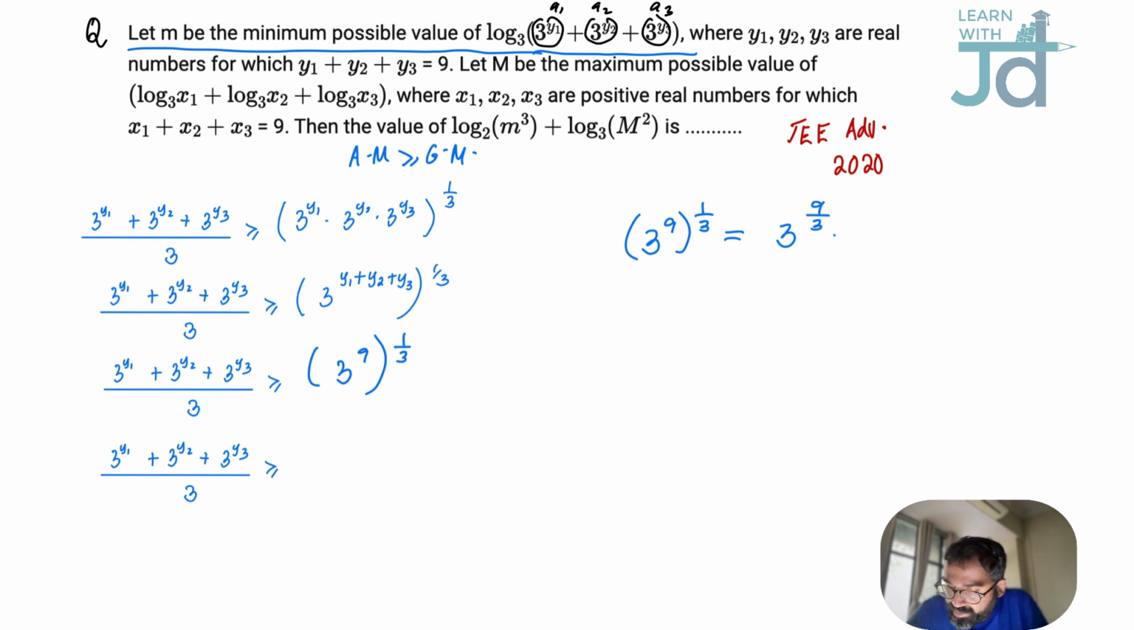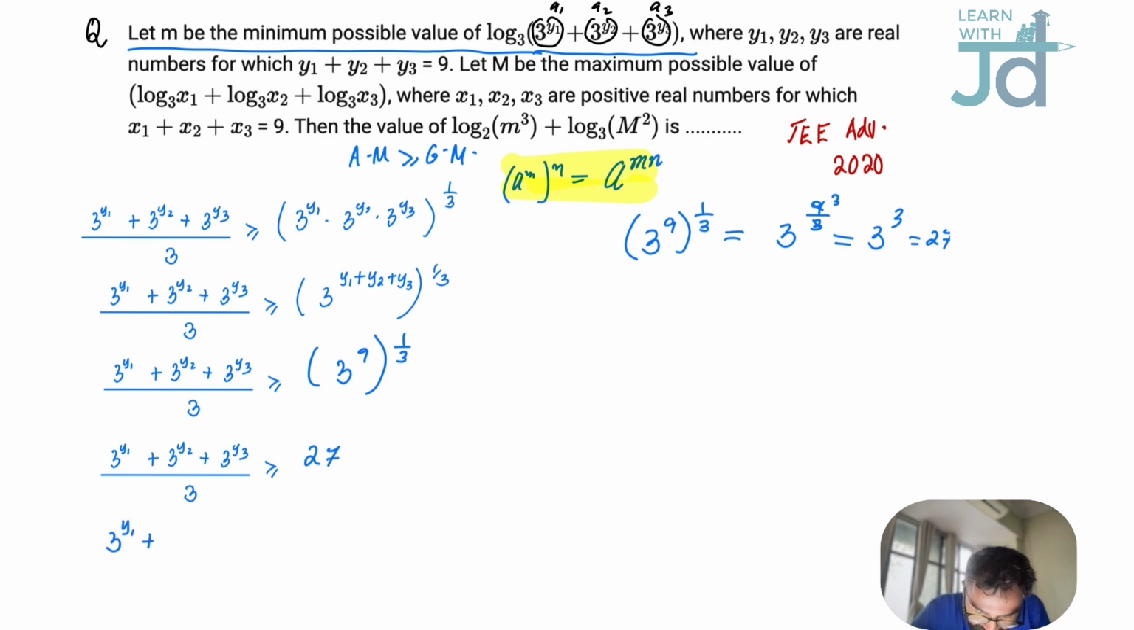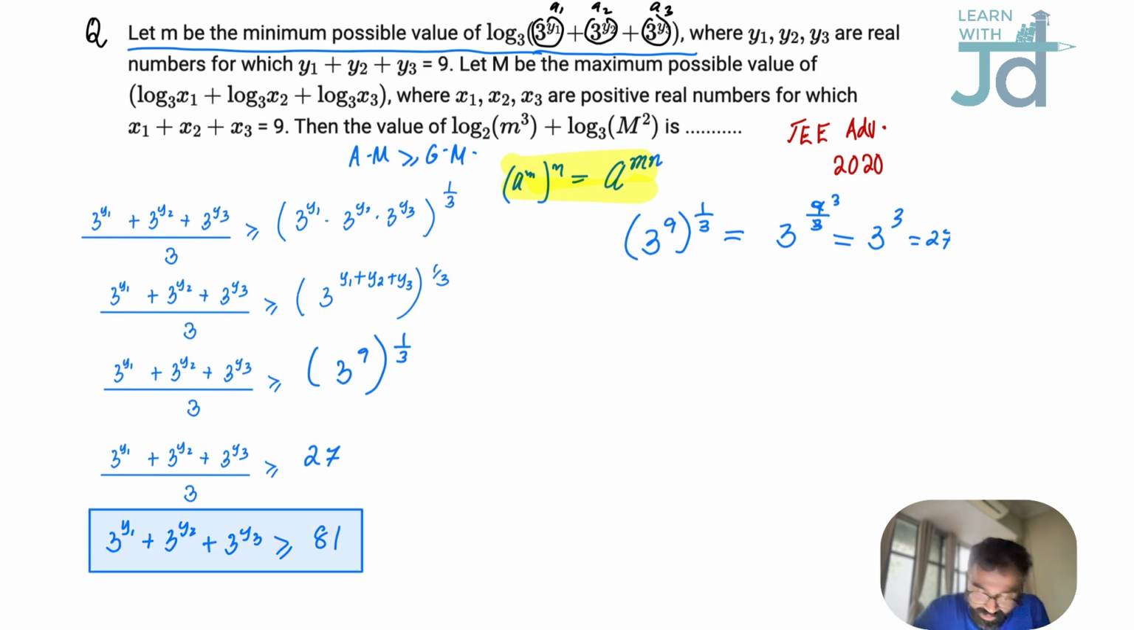3 raised to 9 by 3 which is 3 cube which is 27, because you know a raised to m raised to n is what? A raised to m into n. ये तो हम use करते जा रहे हैं. So I will write it as 27 and 3 raised to y1 plus 3 raised to y2 plus 3 raised to y3 is greater than or equal to, I'll multiply this 3 with 27, so it becomes 81. So this is the one equation that I have got.